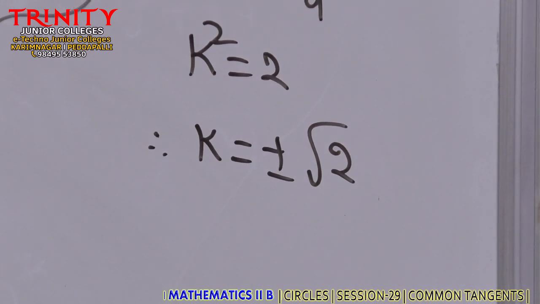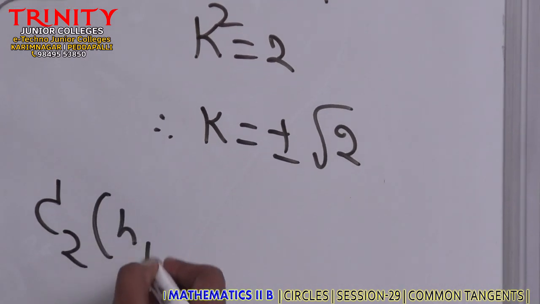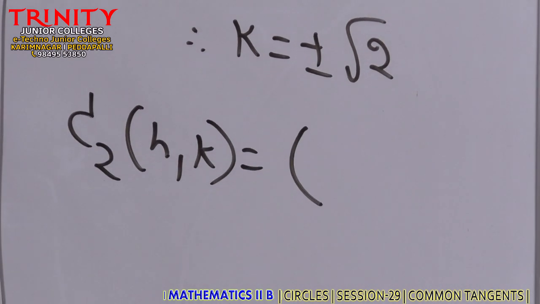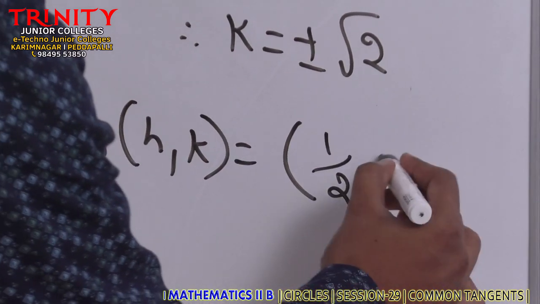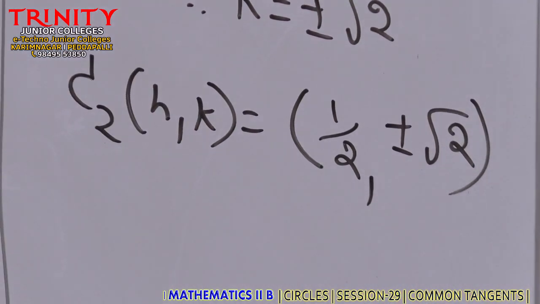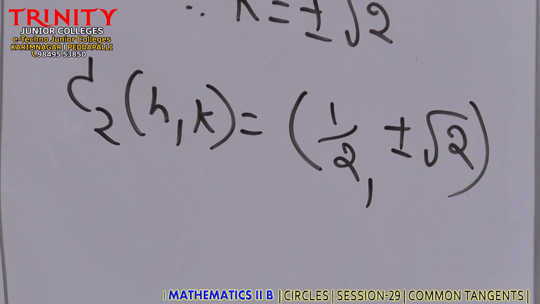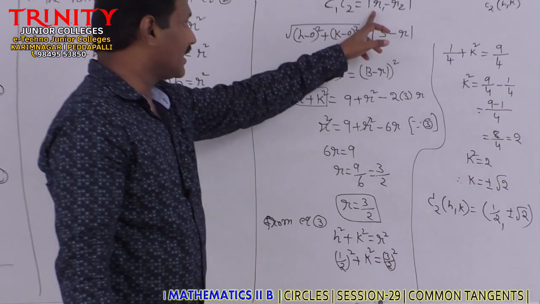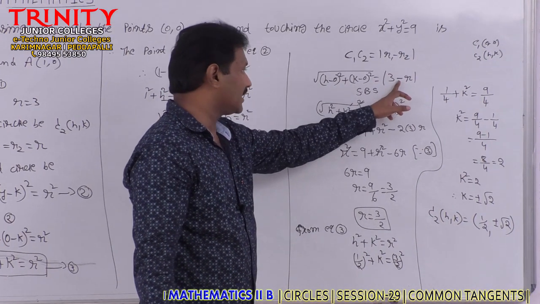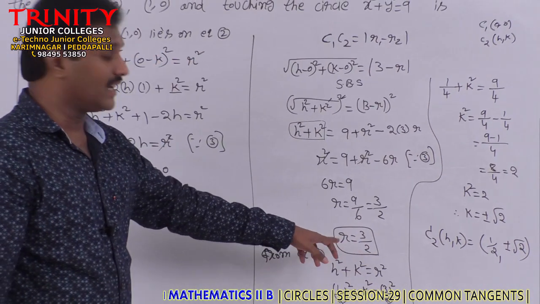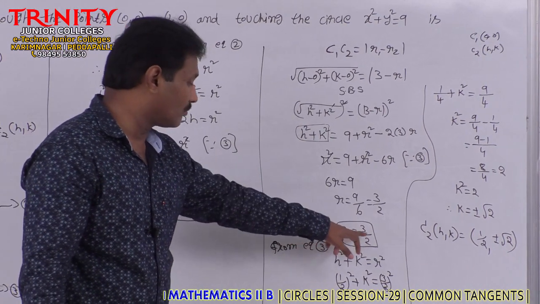We need the center of the required circle, that is C2, (h, k). The center of the required circle is h value is 1 by 2 and k value is plus or minus root 2. Suppose we do not decide whether this is internal, we take plus or minus. Touch each other means we take C1C2 equal to modulus of R1 plus or minus R2. Here we take plus or minus. In this case, radius is only positive, that's why we take only 3 by 2.